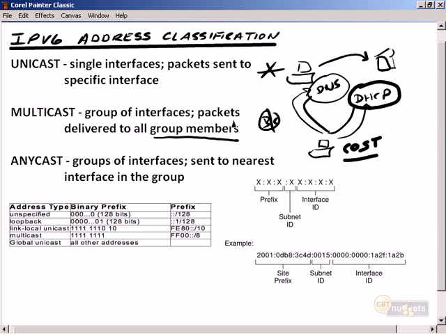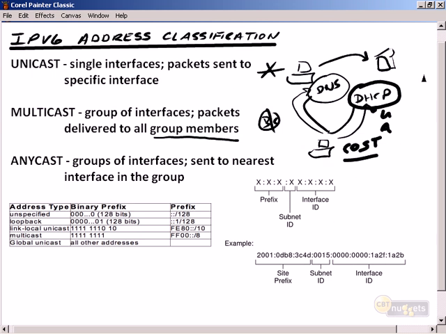Something else that's interesting about anycast is that the interface on this DHCP server can have multiple IP addresses associated with it. It could have a unicast address associated with it. It could have an anycast address associated with it, depending upon why we're using it.